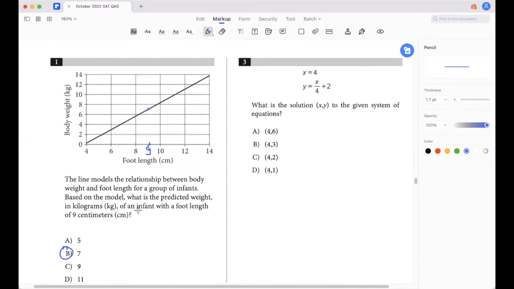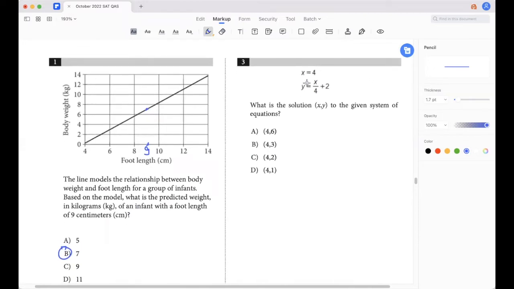What is the solution to the given system of equations? So x is 4. So y is 4 by 4 plus 2, 1 plus 2, which is 3. So 4 comma 3.